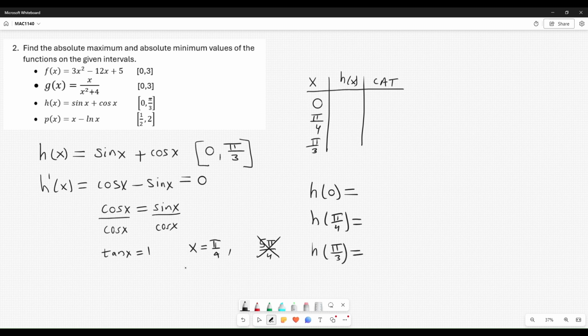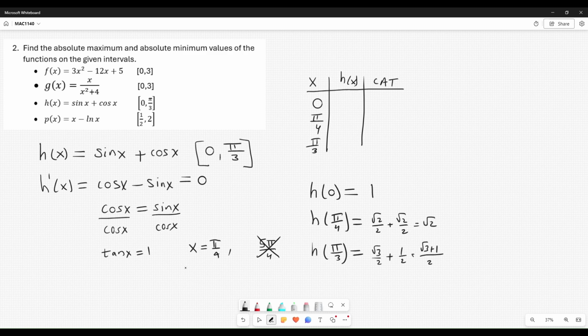At 0 it is 1. It's obvious that sine 0 is 0, cosine 0 is 1. At pi over 4, you know, sine and cosine are the same, radical 2 over 2, plus radical 2 over 2 again, is radical 2. In other words, it's radical 2. And at pi over 3, sine is radical 3 over 2, and cosine is 1/2. So it is radical 3 plus 1 over 2.